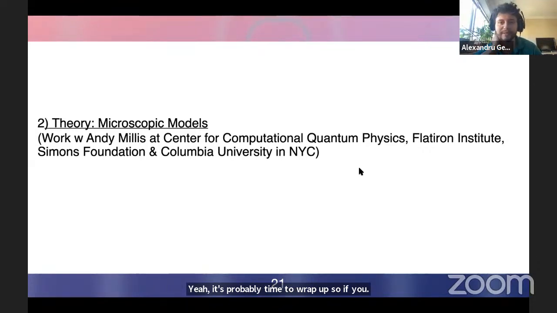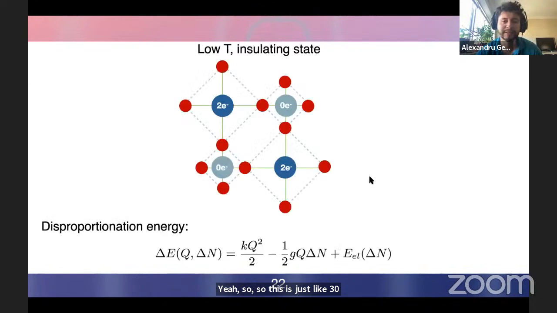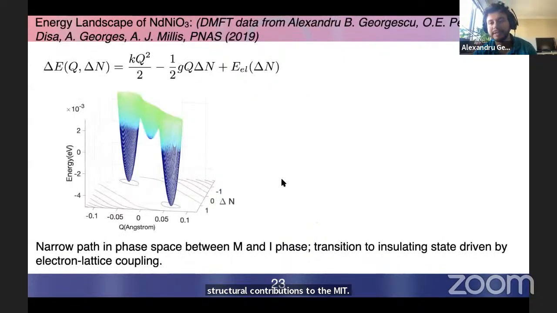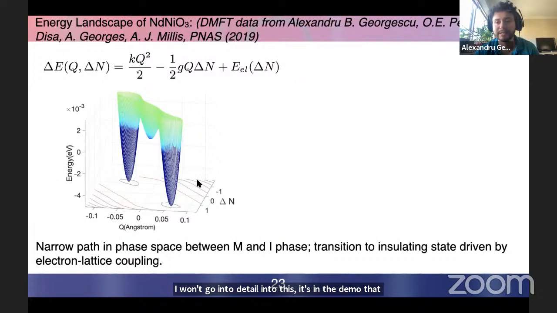So this is just like a 30-second thing. Yeah, the main point is that we've also developed a model. This is less related to machine learning, on disentangling the contribution of electronic and structural contributions to the MIT. I won't go into detail on this. It's in the demo, but the basic idea is it can tell you what the roles of the two are. And hopefully machine learning can contribute to that a bit as well.